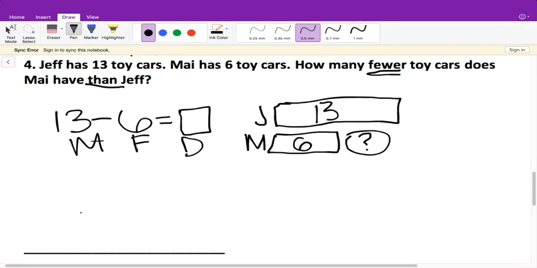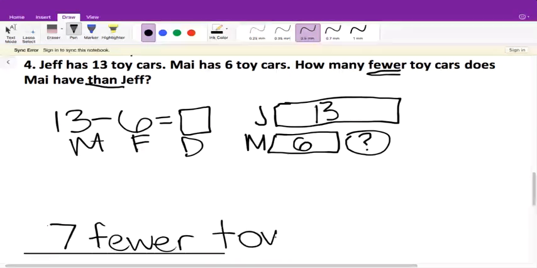Okay, 13 minus 6, we can always do doubles or doubles plus 1. I know 6 plus 6 is 12, plus 1 more would give me 13. So I know my answer is 6 plus 1, which is 7. And it's asking how many fewer toy cars does Mai have. So I'm going to write 7 fewer toy cars.